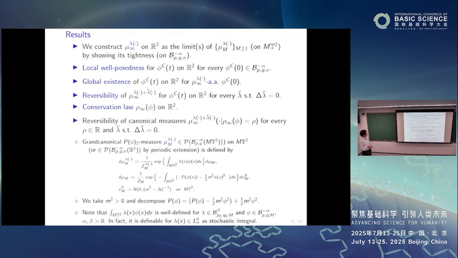That is the first result. Then for the dynamics, we will start with the local well-posedness. We can solve the SPDE on R2 starting from this one. So this is the Besov space, and alpha is any positive number. Alpha is very close to 0, but it should be positive, though it can be taken very close to 0.